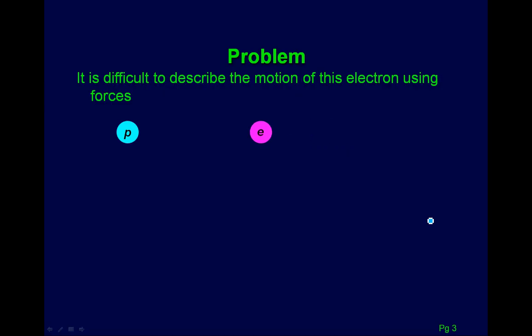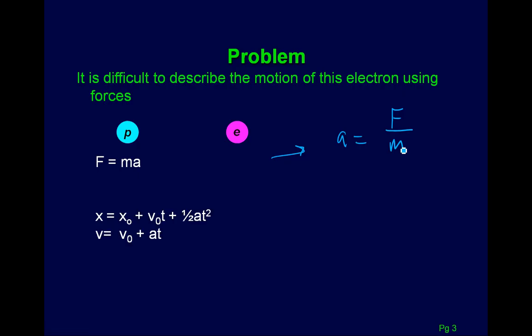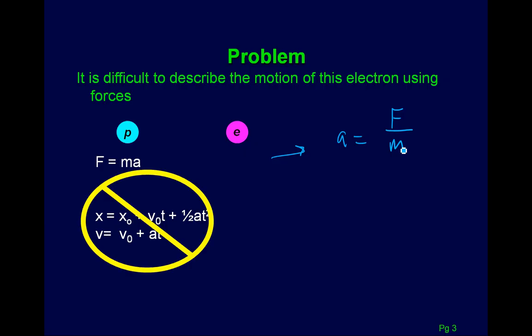And so here, as the electron approaches the proton, if we want to try to describe this motion in terms of forces, typically what we would do is take F equals ma, and then solve for the acceleration. So I say acceleration equals F divided by m, and then we'd try to plug that into one of our kinematics equations. However, if you remember, these equations are only good if the acceleration is constant. Well, right here, if the force is changing, the acceleration is going to be changing.